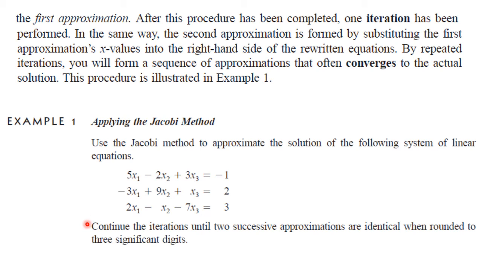And now, what is the question? It says to continue the iterations until two successive approximations are identical when rounded to three significant digits. That means up to three significant digits. So the value should be the same in the previous approximation and the new approximation. Then you stop. Okay, I will show you how to stop.